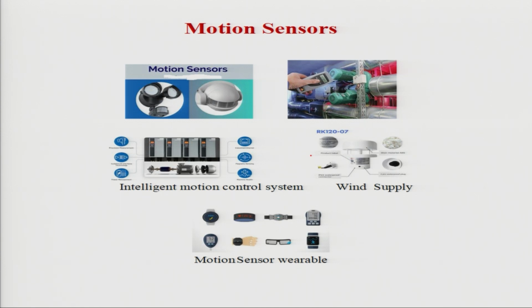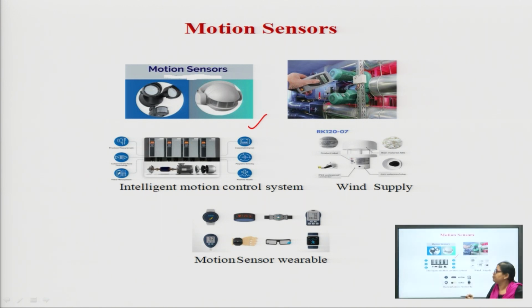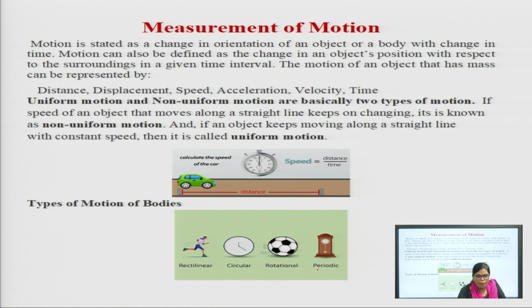These are some motion sensors. We can consider motion measurement, that is vibration measurement, and shock measurement. So we can consider special motion sensors. These are industrial sensors, and you can see that there is a motor running, so we can measure the vibration of that motor. Then using the intelligent motion control system, this is the motor, the stator, the rotor, and this is the rod. This is the wind supply. There is a continuous motion sensor wearable. You can use it in a watch, you can use it in mobiles.